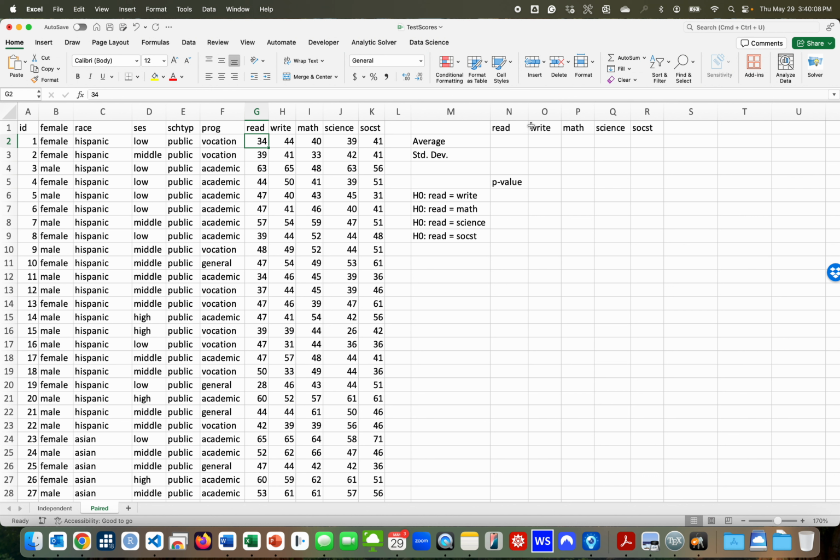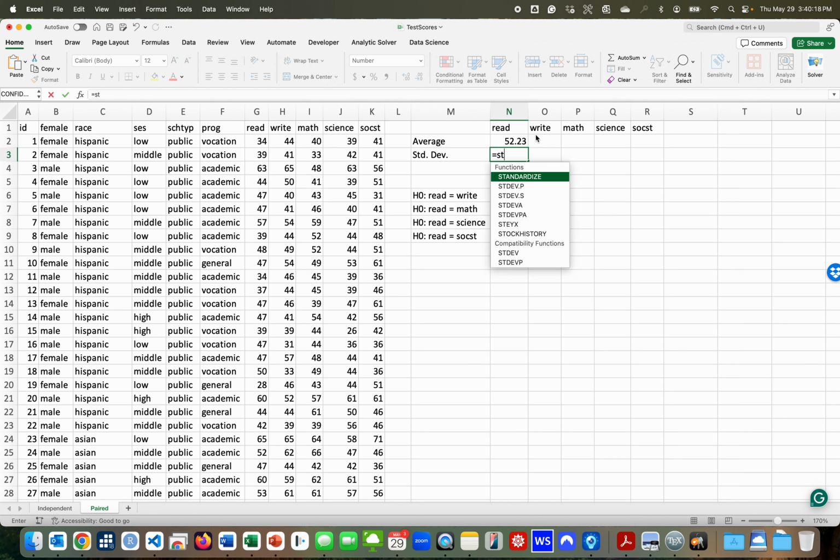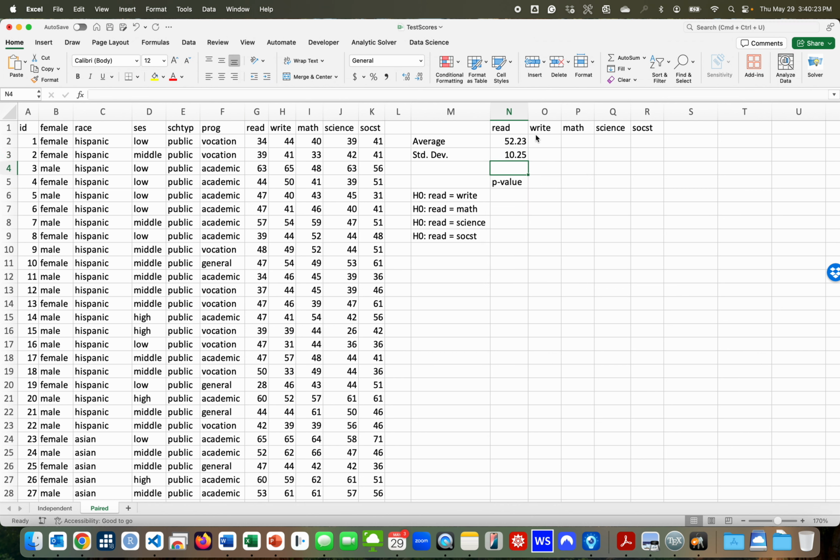So just to take a quick look at the descriptive statistics, for the reading scores, we want the average of column G, standard deviation, G colon G. And now we can look at the average scores across the different categories. And notice there's not a lot of variation. The average reading score, writing score, math score, science score, these are all pretty close to each other. So it's going to be very, very unlikely that we reject the null hypothesis that they're the same.